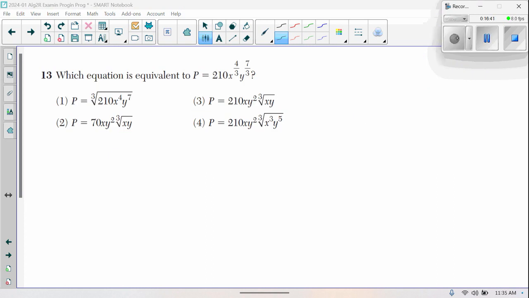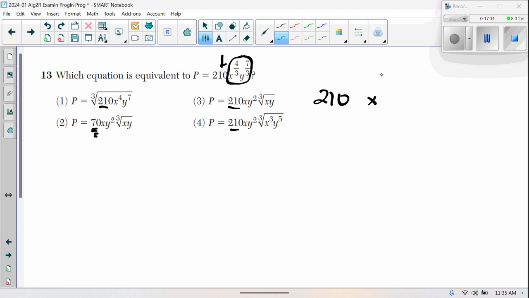Number 13 says, which equation is equivalent to p equals 210 times x raised to the 4/3 times y raised to the 7/3? And I have these answers here, and most of them have a 210 in there. This one does not. So I'm going to focus on this part right here. Okay, I can do nothing with my 210. It has no exponent to it.